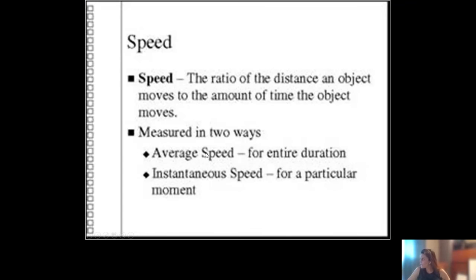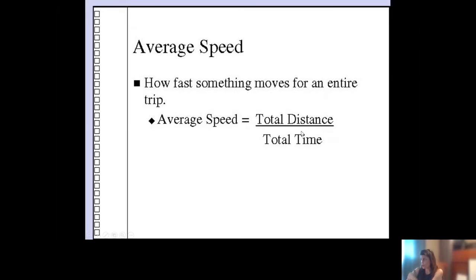So speed is the rate of distance over time. Ratio and rate are kind of the same word. So it's the time rate of change of the distance of an object. An average speed is for an entire duration, however long you're going, that's where your average speed is. Instantaneous speed is just right at a second. So in order to calculate the average speed, you take the total distance over the total time.